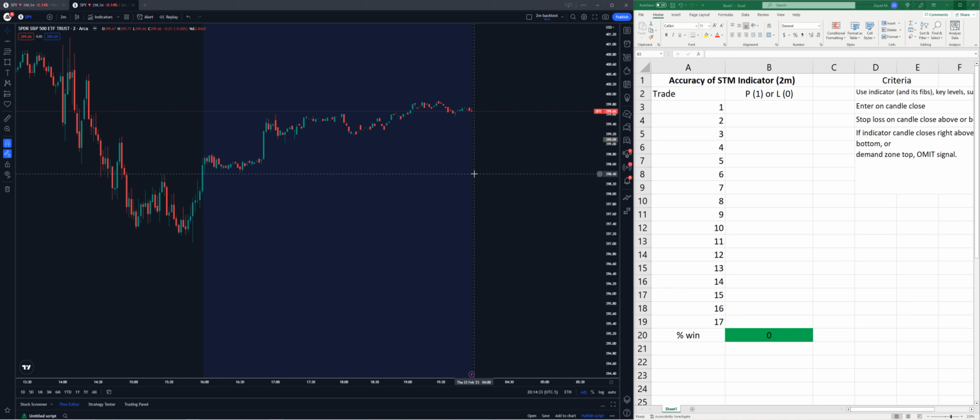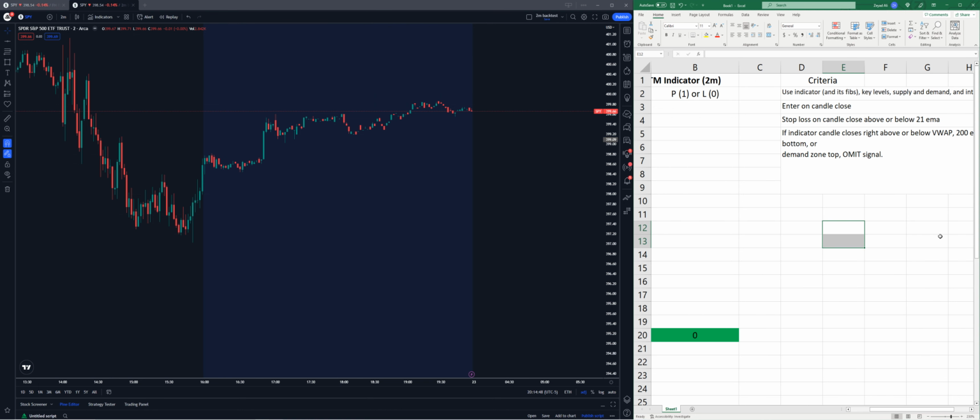We'll start from there. The markets were closed Monday, so I'll actually do Wednesday, Thursday, Friday, Tuesday, and Wednesday, so 5 days. And then I will be putting all the accuracy here on the right-hand side. First of all, I want to go through some criteria.